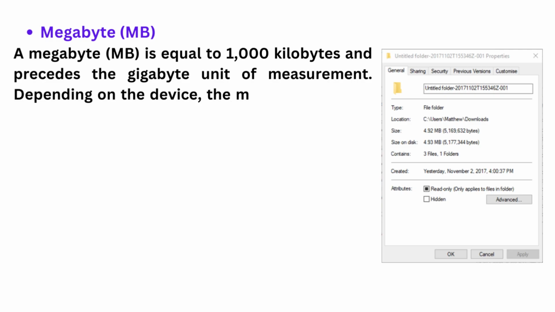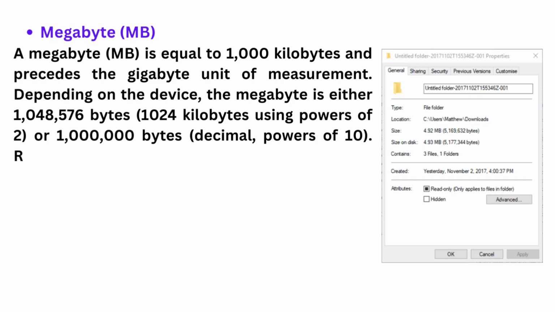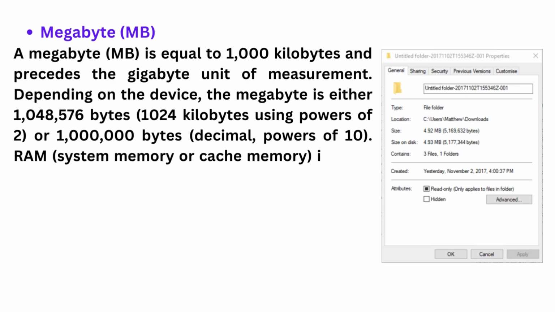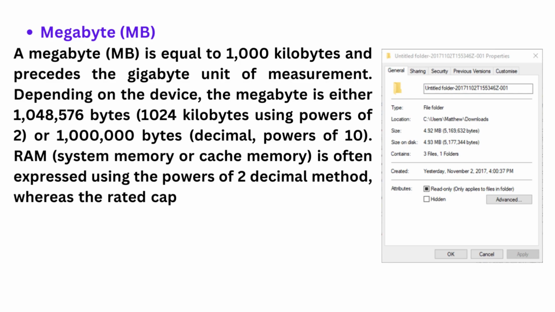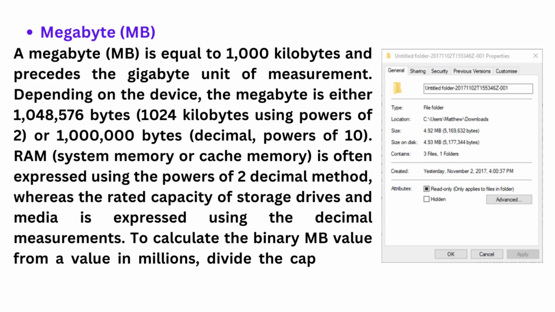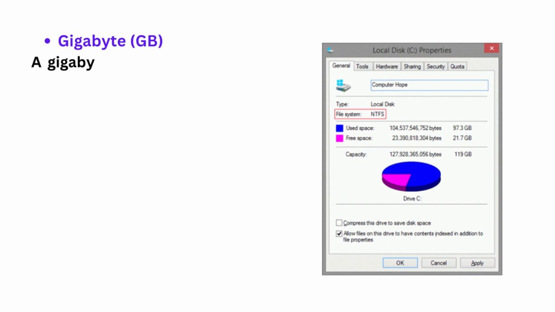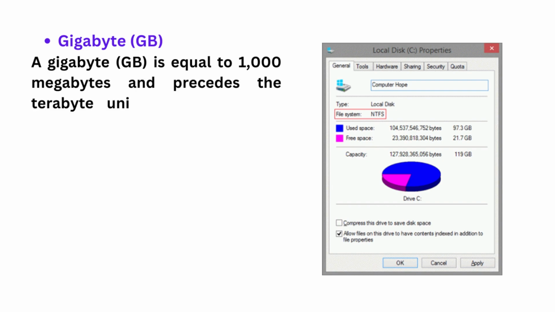Depending on the device, the megabyte is either 1,048,576 bytes, 1024 kilobytes using powers of 2, or 1,000,000 bytes, decimal, powers of 10. RAM, system memory or cache memory, is often expressed using the powers of 2 method, whereas the rated capacity of storage drives and media is expressed using the decimal measurements. To calculate the binary MB value from a value in millions, divide the capacity in bytes by 1,048,576.